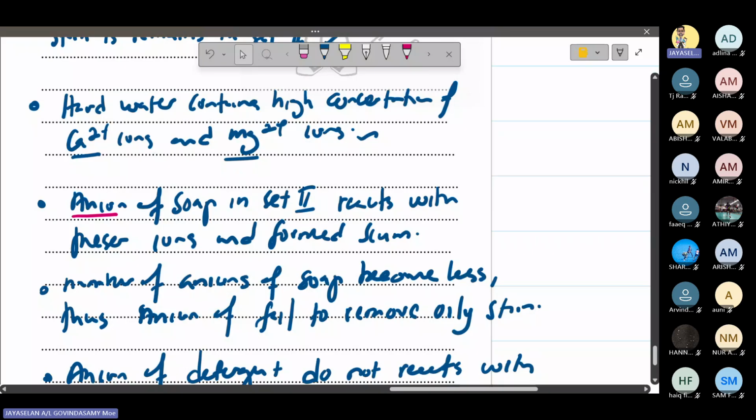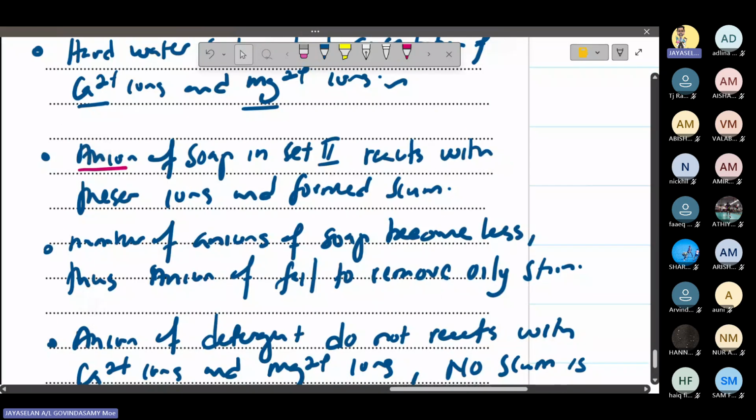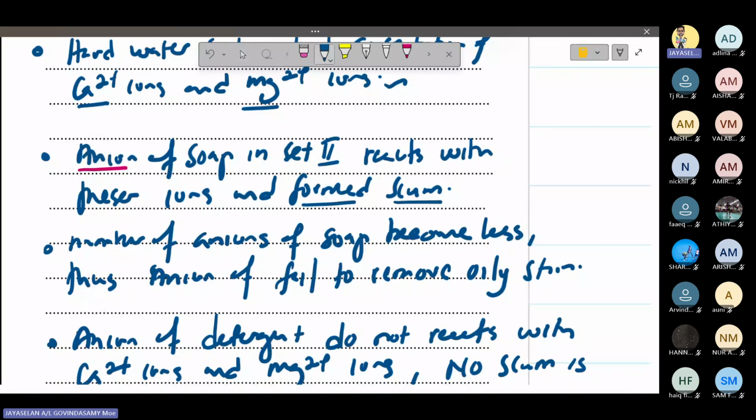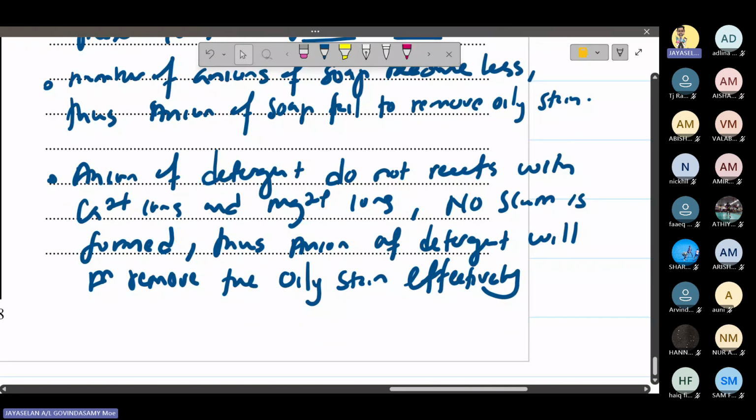Anion of soap in set 2 reacts with these ions. What ions? Calcium and magnesium ion, form scum. One mark. The number of anion of soap becomes less. Thus, anion of soap fails to remove the oily stain from the cloth. Sorry, this was wrong, but you all know how to do it, right? Any questions so far? Next one, anion of detergent does not react with calcium and magnesium ions.